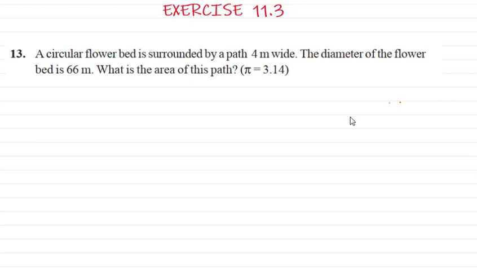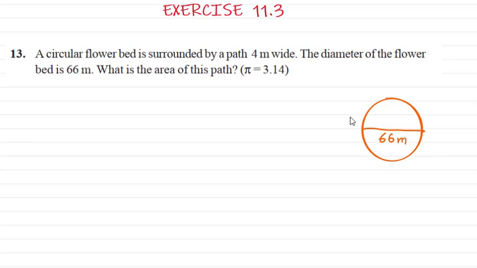So here one flower bed is there and the flower bed is circular. So in this way you will get a flower bed. The diameter of the flower bed is given, that is 66 meters. So this diameter is 66 meters.